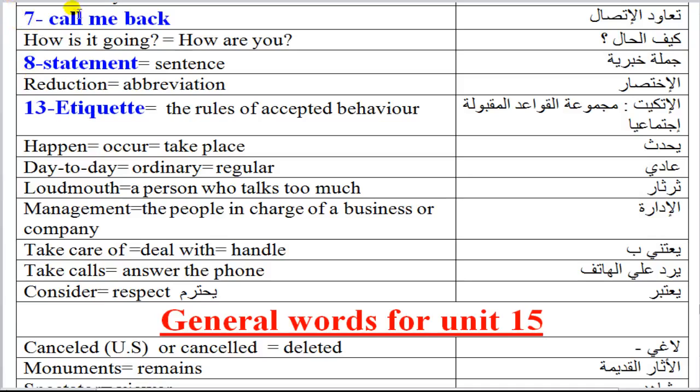7. Call me back. How's it going? How are you? Statement. Sentence. Reduction. Abbreviation. Etiquette, the rules of accepted behavior. Happen. Occur. Take place. Day to day. Ordinary. Regular. Ordinary, American. British, ordinary. Regular.